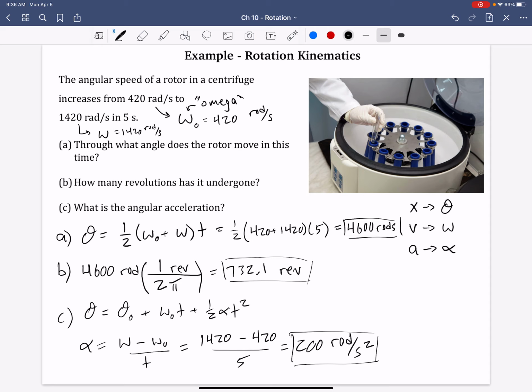So, again, here in Chapter 10, we use the exact same formulas, right? The form of the kinematic equations are the exact same as what you used in Chapters 2 and 4, right? However, now we're simply using theta, omega, and alpha instead of the linear versions, okay?